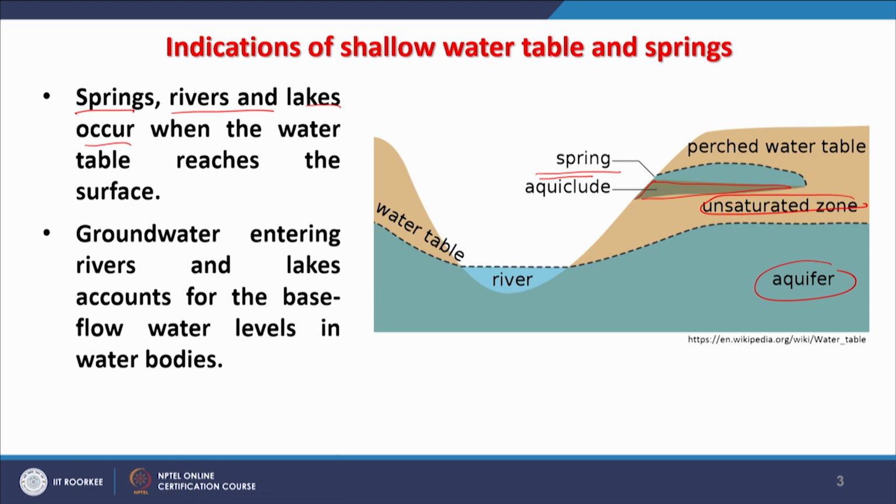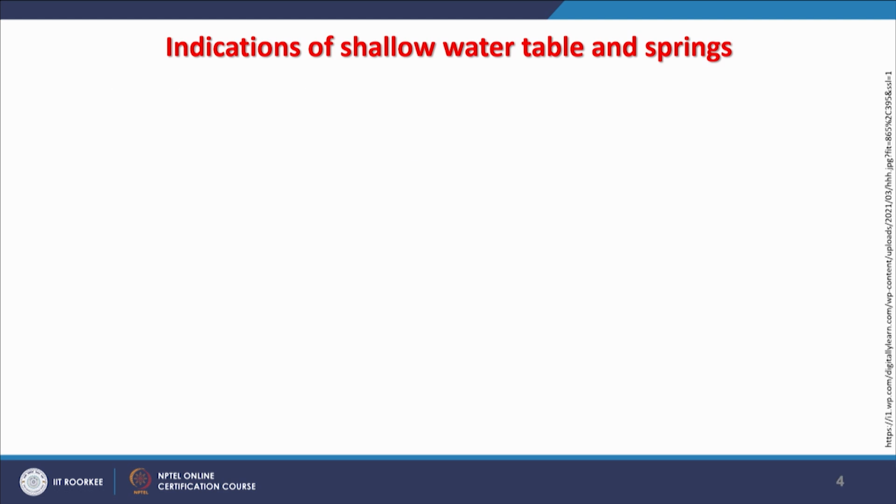Groundwater entering rivers and lakes accounts for the base flow, which is like this. Base flow is coming and going into the river, or you say the effluent river, which gets water from the water table and from water levels in the water bodies.